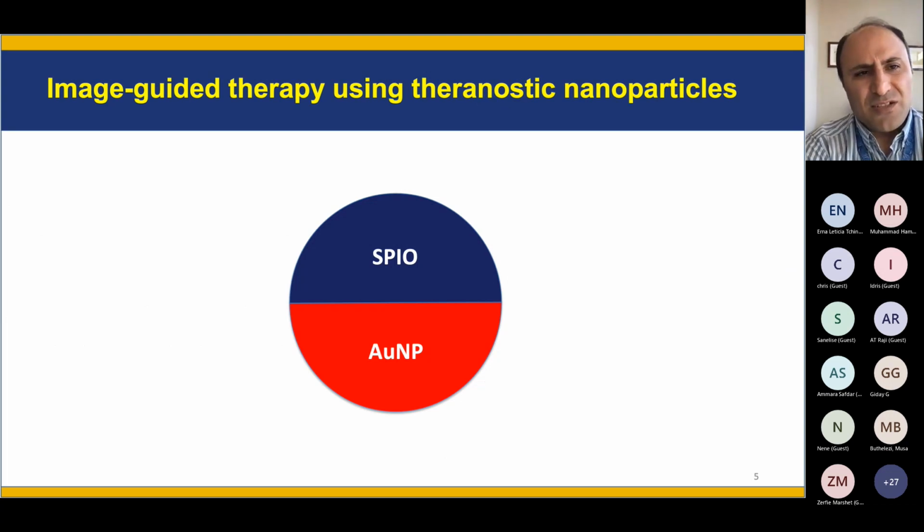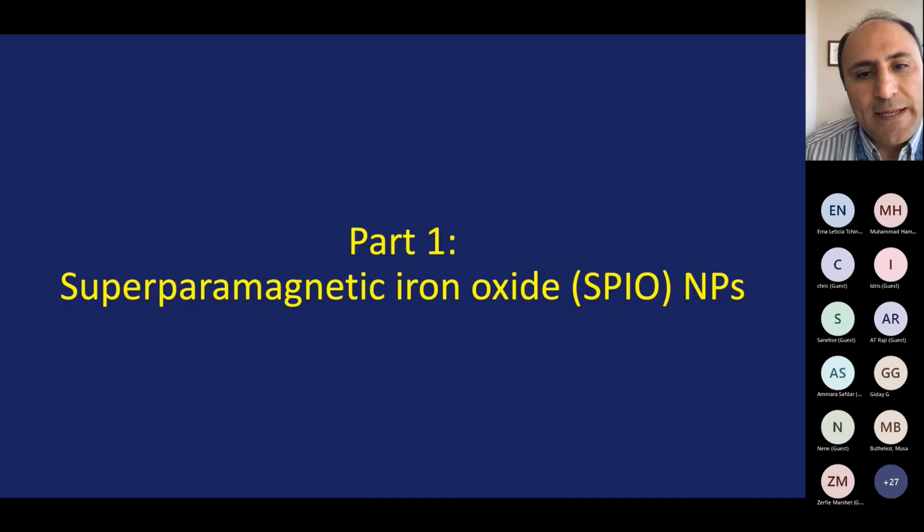To do image-guided therapy using theranostic nanoparticles, I'm going to talk about the specific type of theranostic nanoparticle that I have been working on for the past 7 years. It is made of SPIO, or superparamagnetic iron oxide nanoparticle, and also AuNP, or gold nanoparticle. But we have lots of options to make this specific nanostructure.